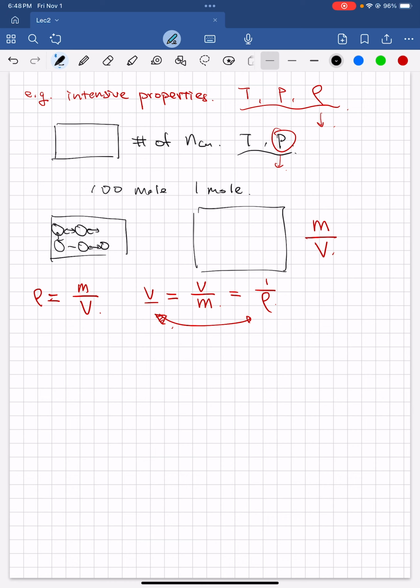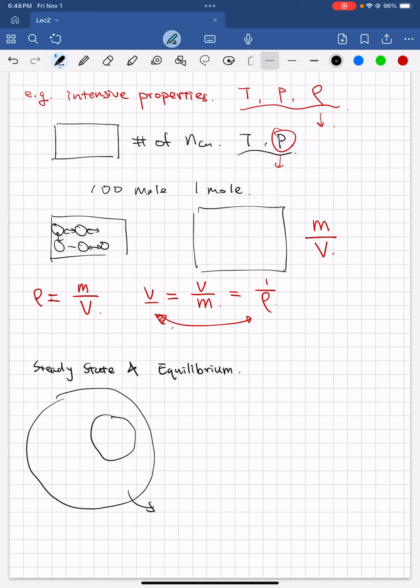Now, let's talk about steady state and equilibrium. So, long story short, they are very, very similar, but the relationship goes like this. This is steady state. This is equilibrium. This is the relationship.